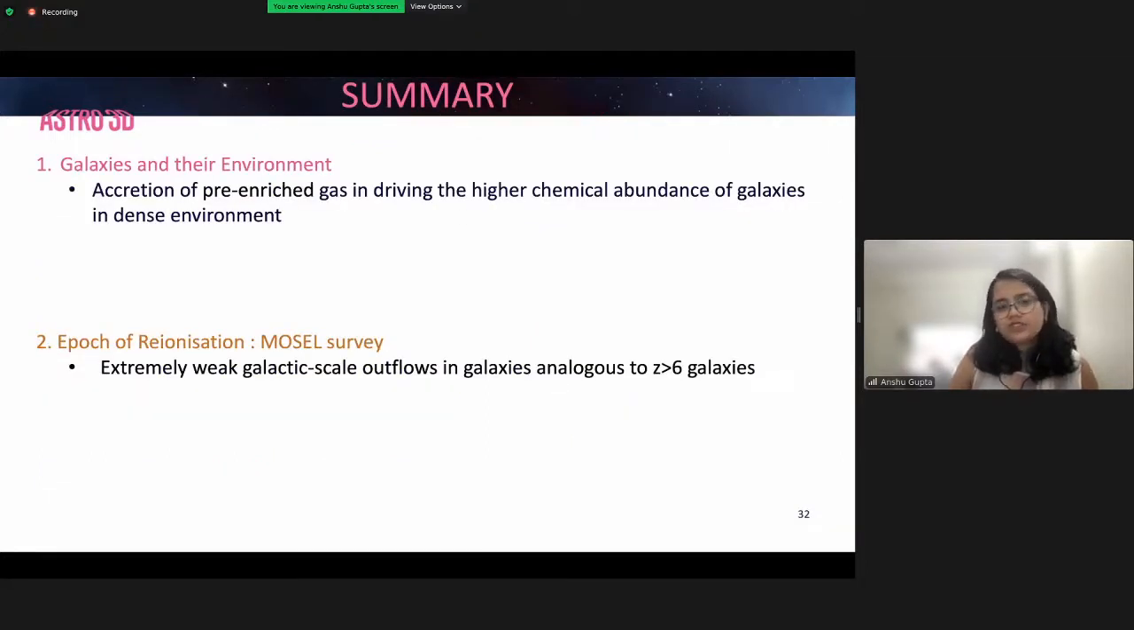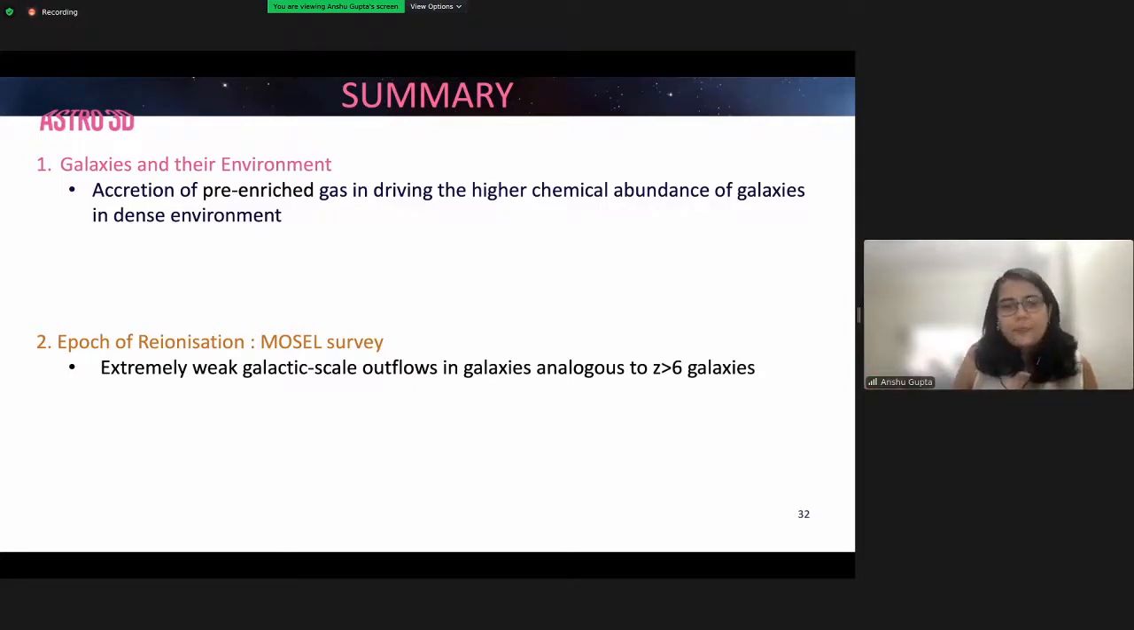So just to summarize the work component that I've talked about, there are two main results. One is how galaxies, especially the chemical abundances of the galaxies, are affected by environment. Especially from the simulations perspective, they are significantly affected. Galaxies in the dense environment have really high chemical abundances. And we thought that the accretion of this enriched gas through the intracluster medium is what's driving the higher chemical abundances in this dense environment.